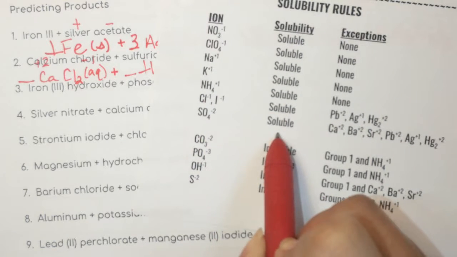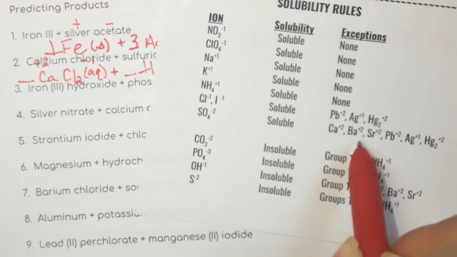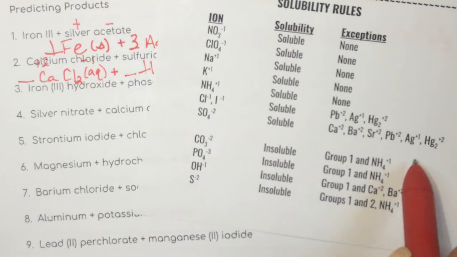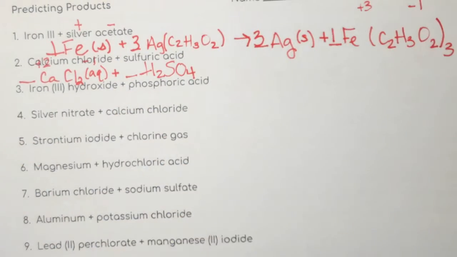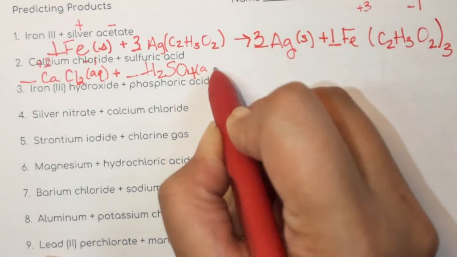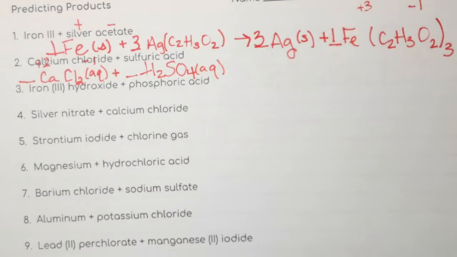SO4 is soluble unless it's paired with calcium, barium, strontium, lead, silver, or mercury. And so it is not paired with any of those right now, so that means it's aqueous. Most acids are aqueous.